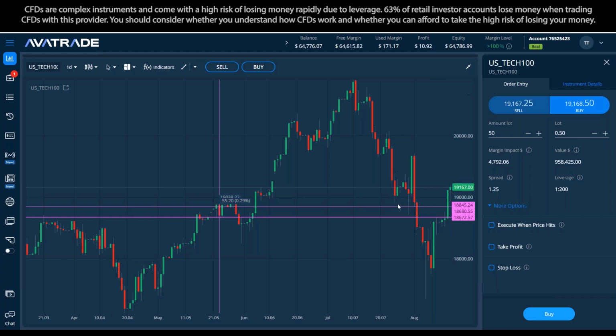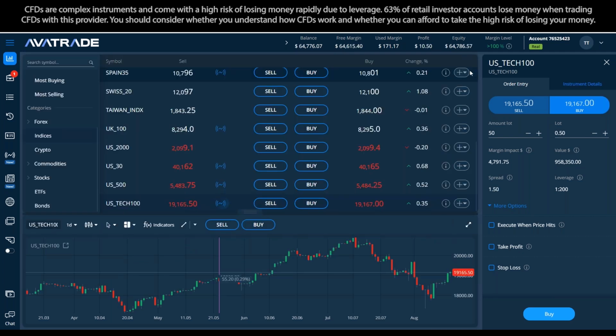Let me just get rid of some of these old lines that I drew. Okay, so on the one-day candles, we see the US Tech 100 climbing. Let's actually take a look at the signal if there is one.